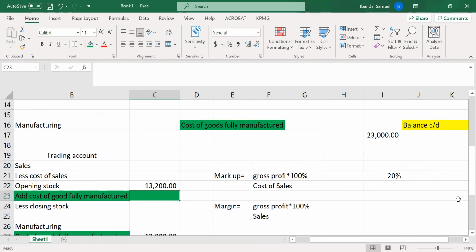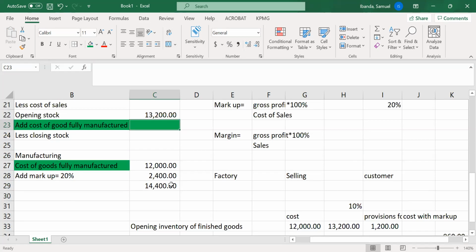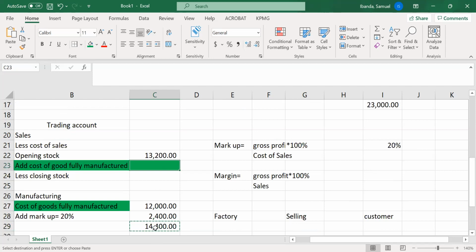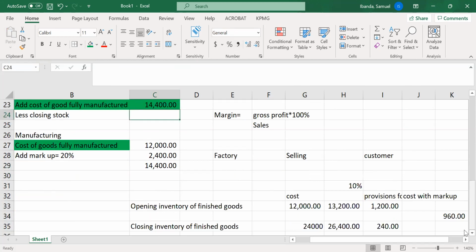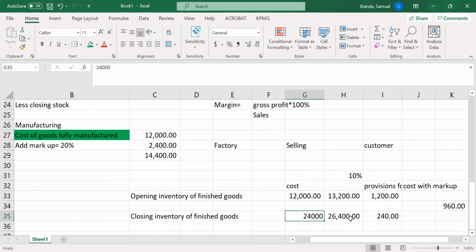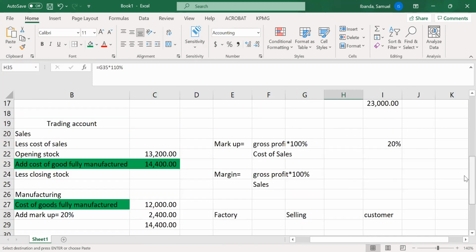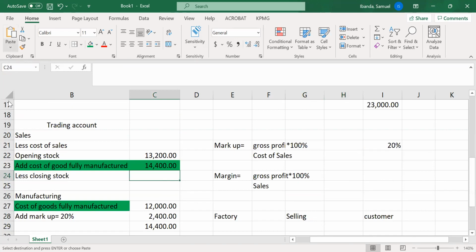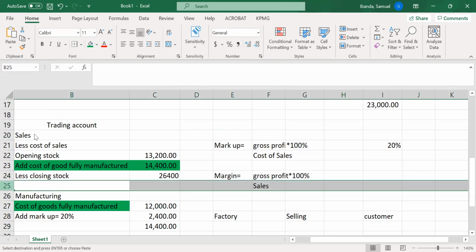Then my cost of goods fully manufactured, I have had a sample here. So I'll take this, let's say I'll take this 14,400. So I will not take 12,000. I'll take this 14,400 as it is there. That is what I'll basically take. Now let's do closing stock. Again, I'll not take the 2,400, but rather I'll take this 26,400, that's what I'll basically take, and I'll put it there. Okay, I hope we are seeing. Now, after this, I should be able to get my gross profit. Okay, let me just try to create my space and show you.